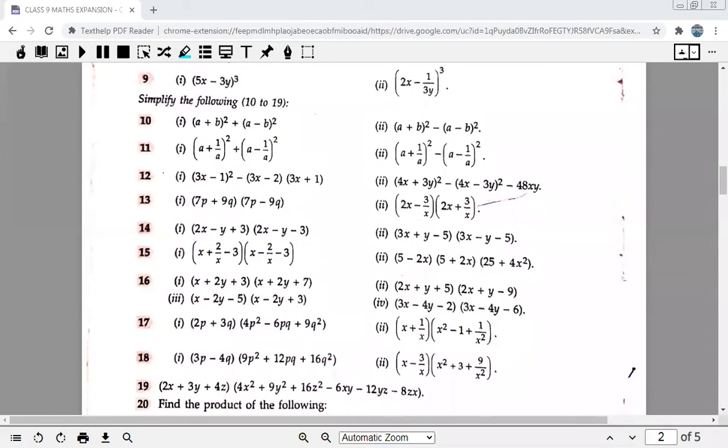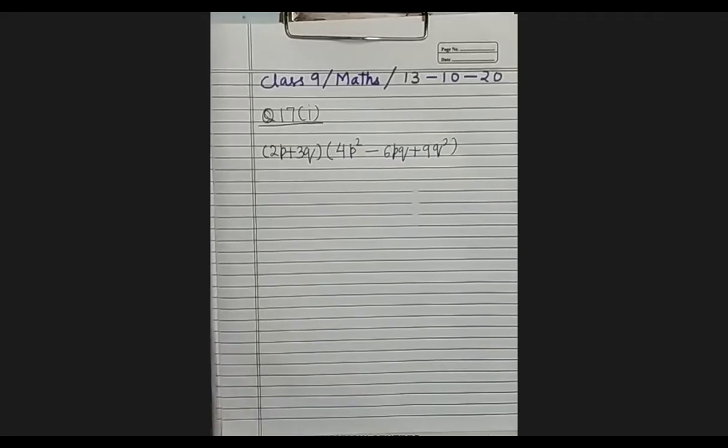Question number 17, first part. It is 2p plus 3q, and in the other bracket, it is 4p square minus 6pq plus 9q square. It's clear. So how will you do this question? So you can see here.